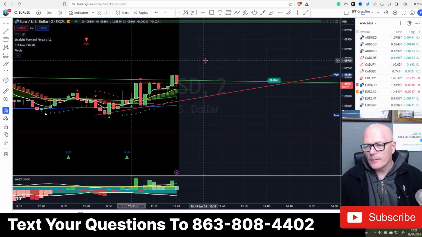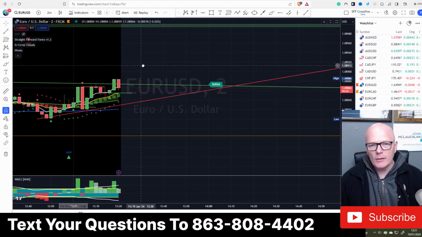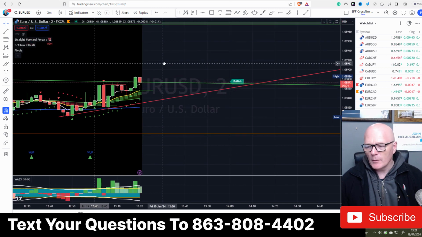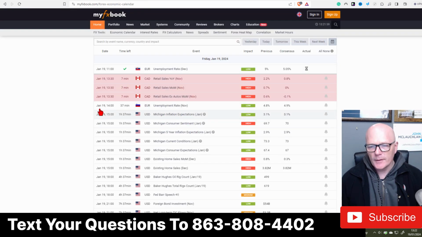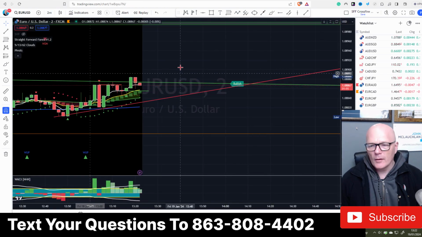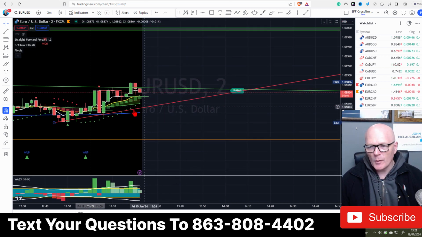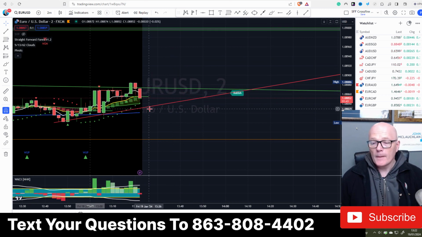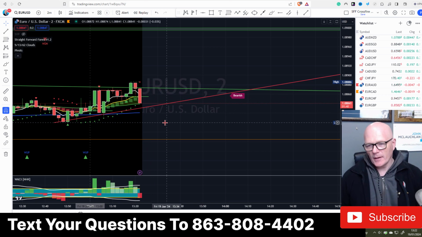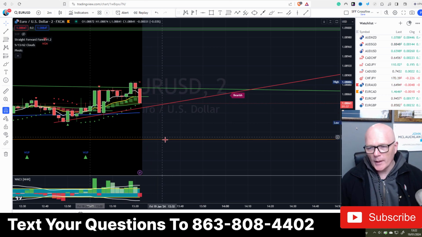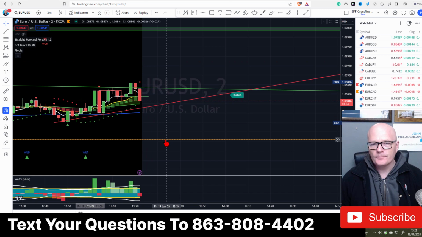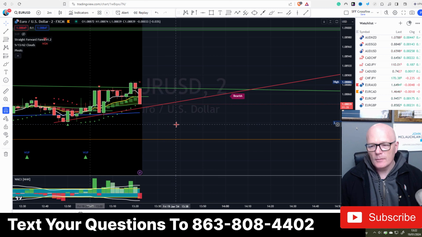So let's look at Euro USD. Okay, and we know we've got high impact at 1500 for the US. So Euro USD, we're currently in what we call no man's land. So there's no way we would even consider a trade in this zone, in this wedge zone between the green and the red trend lines, because you've got too much support and resistance in either direction. It needs to break out one way or the other. So we'll just wait for that to see what it's going to do.